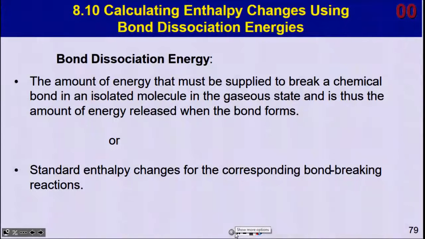To continue these thermochemical calculations, we're going to be using bond dissociation energy: the amount of energy that has to be supplied to break a chemical bond. It always requires energy to break a bond in an isolated molecule in a gaseous state. It's hypothetical in the way it sounds in many cases, but it's the amount of energy released when the bond forms. So you have to supply energy to break the bond, and when the bond is formed, you release energy, two different things. So it's a standard enthalpy change for the corresponding bond-breaking reactions. That's what bond dissociation energies are.